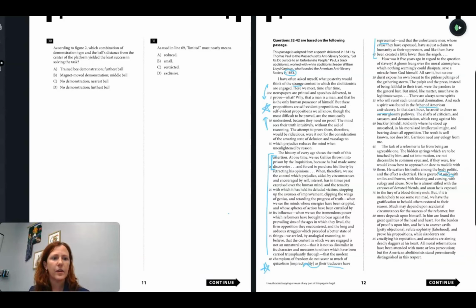In that dark hour he arose to cheer us on our gloomy pathway. The shafts of criticism and sarcasm and denunciation which rang against him told only where he stood up unscathed, in his moral and intellectual might, and bearing down all opposition.